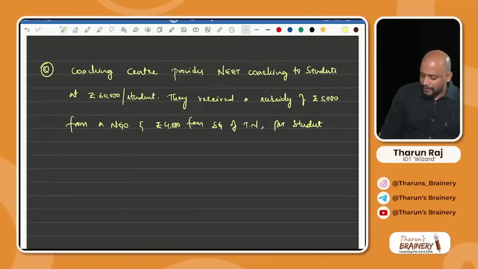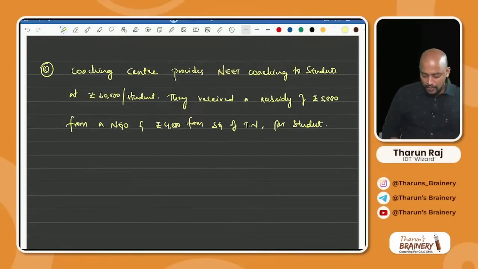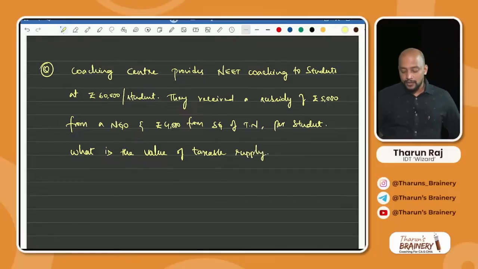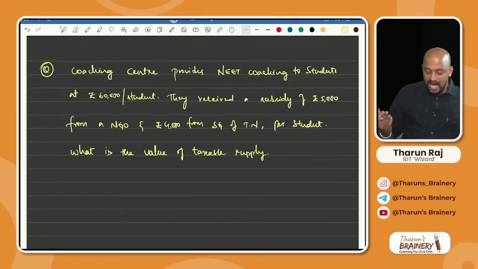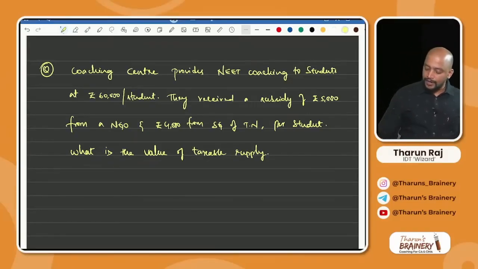Now what will be taken as the value of supply in this case? What is the value of taxable supply? Now there are two assumptions which are possible. What is that? Assumption number 1: the price given is after reducing this 5,000 and 4,000. That is assumption number 1 or view number 1. So that view can be taken.